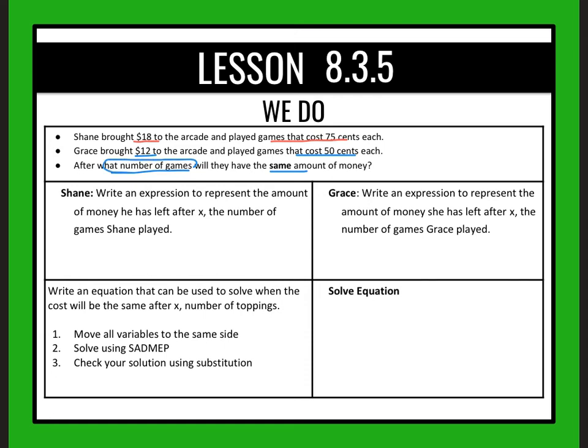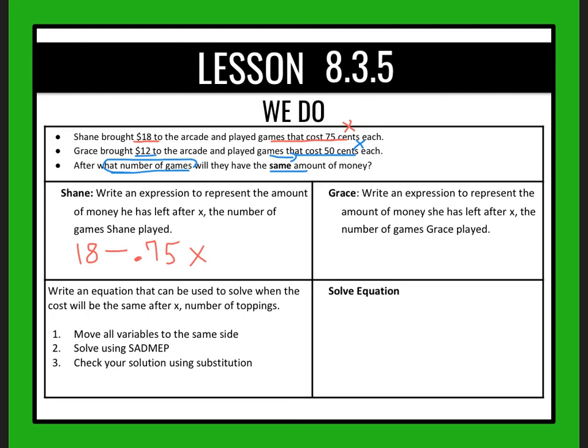So what is happening to the number of games? That's always important. So if I see here 50 cents each, every game, right? The game played costs me 50 cents. And over here where Shane is playing, the games are costing 75 cents. So let's start with Shane. We know if he brings $18 to the arcade, he's going to spend money every time he plays a game. So this is not addition. We're actually subtracting 75 cents per game.